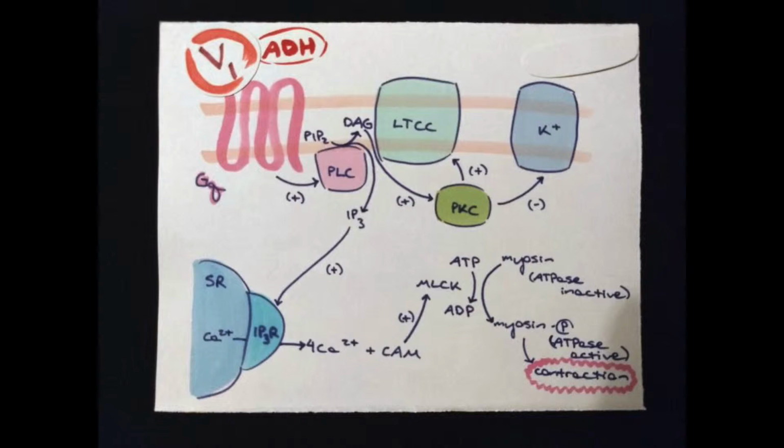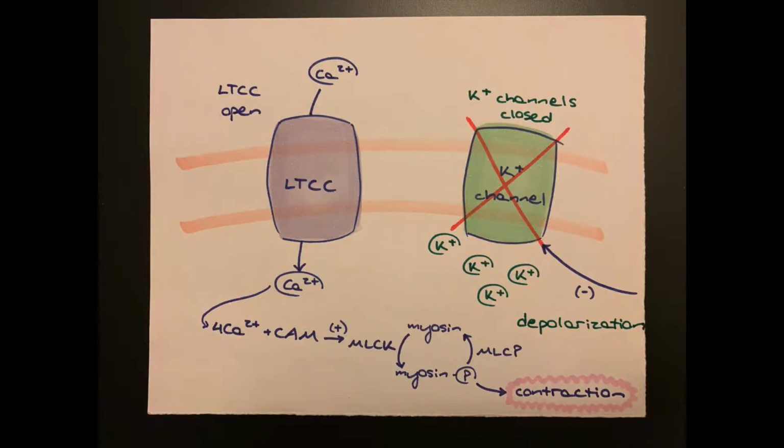IP3 binds to its receptor on the sarcoplasmic reticulum and releases calcium into the cytosol. DAG activates PKC, which stimulates L-type calcium channels and inhibits potassium channels. Overall, the GQ pathway increases calcium entry into the cell and decreases potassium exiting out of the cell. Thus, more calcium is available to bind to calmodulin.